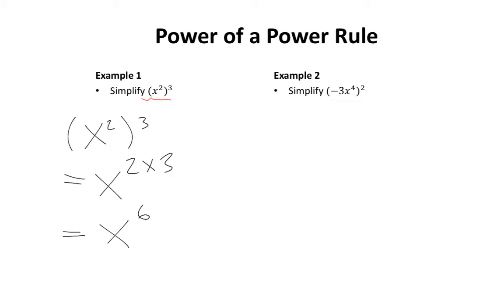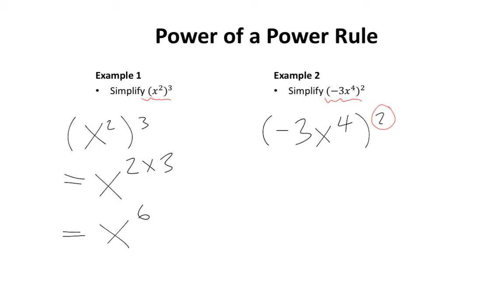In our second example, we want to simplify negative 3x to the power of 4 raised to the power of 2. This question will take a few steps, but I want to first rewrite my question. Negative 3x to the power of 4 raised to the power of 2. Remember, when there's an exponent outside of the bracket, everything in the brackets gets raised to that exponent.